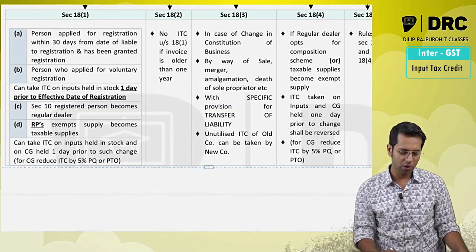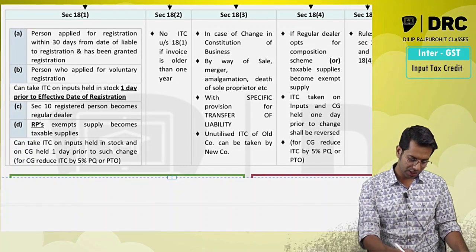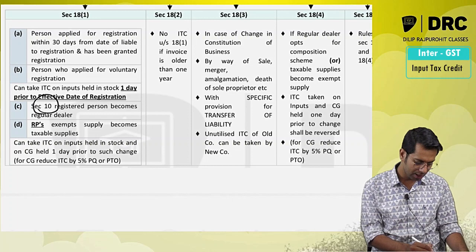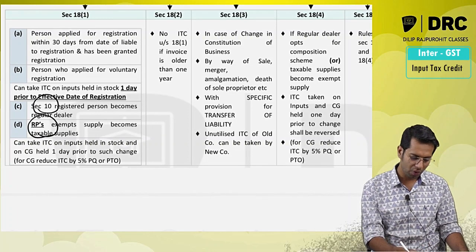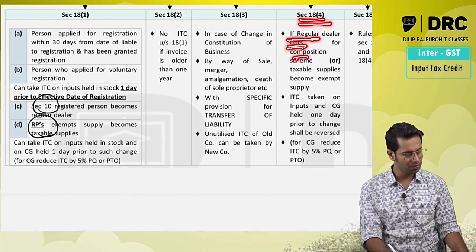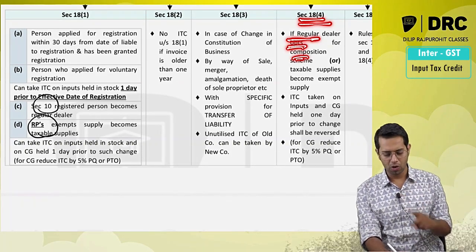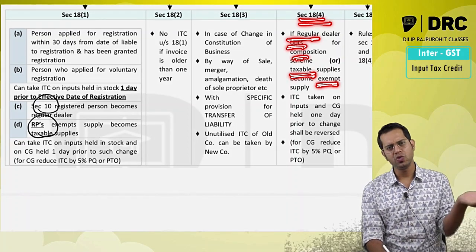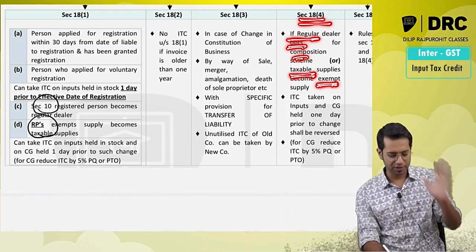Section 18 subsection 4 talks about the reverse of these two points. What is it talking about? Section 18.4 says, where a regular dealer opts for the composition scheme, a normal registered person becomes a composition dealer, or taxable supplies become exempt supplies, now you would have taken input tax credit, and you will have to reverse it.